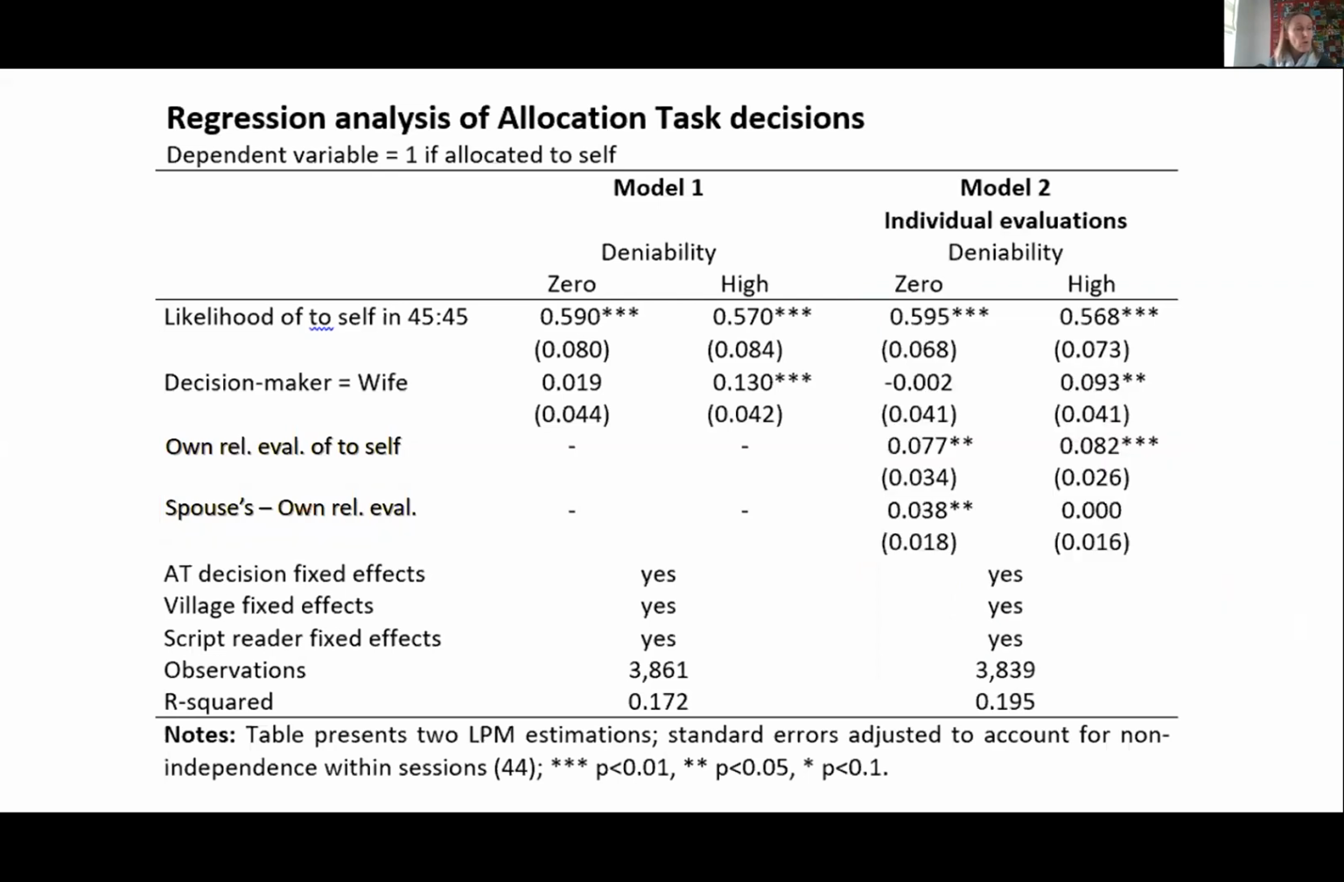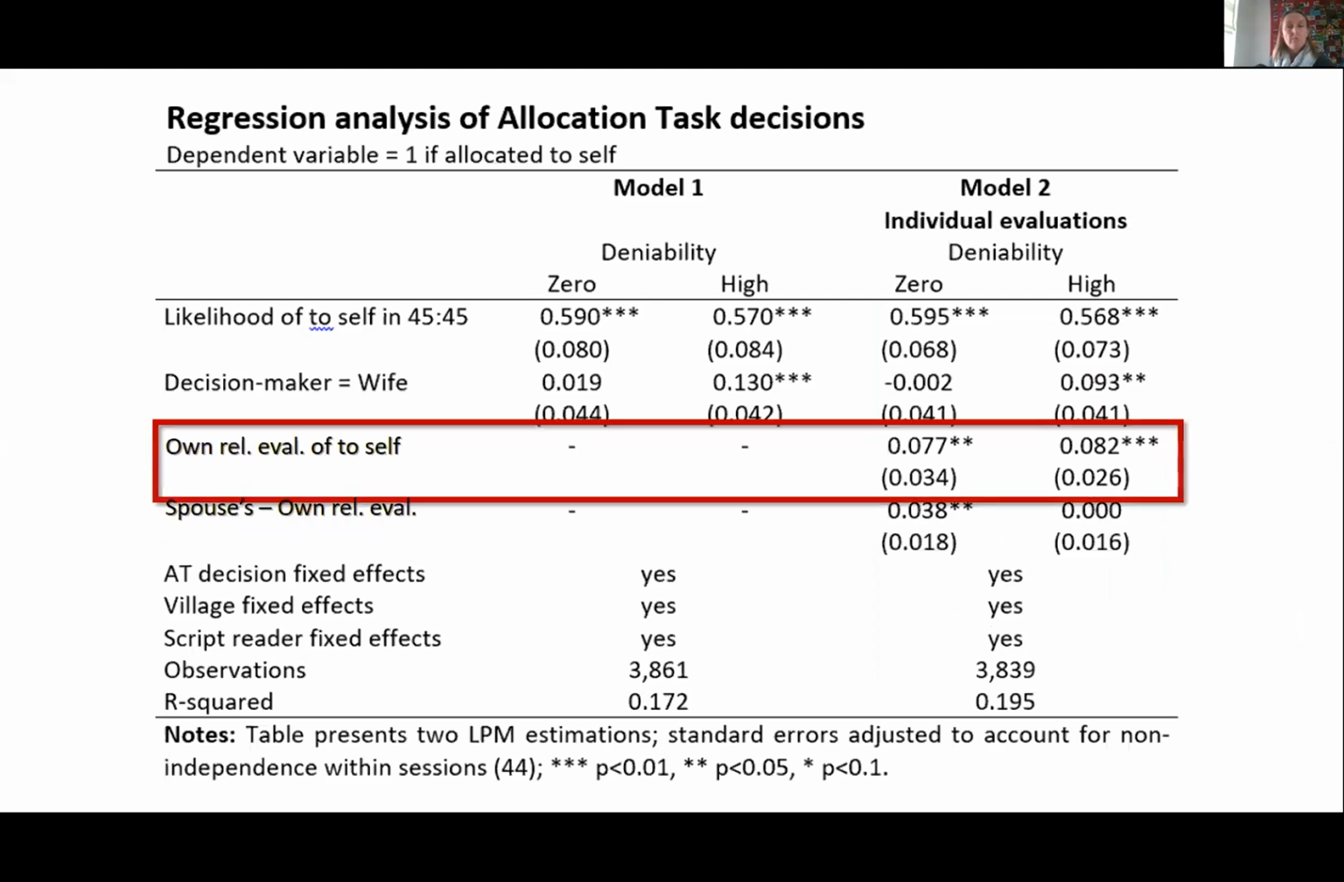And this is what happens when we introduce those two new variables into our model. First of all, as you would expect, let's focus on the wives: the more relatively appropriate a wife thinks it is for wives to allocate to themselves, the more likely she is to do that. Similarly for husbands. And I should say here that when we do a Chow test to see if we can pool across the genders, we can, after factoring in the differential treatment effect across the genders.